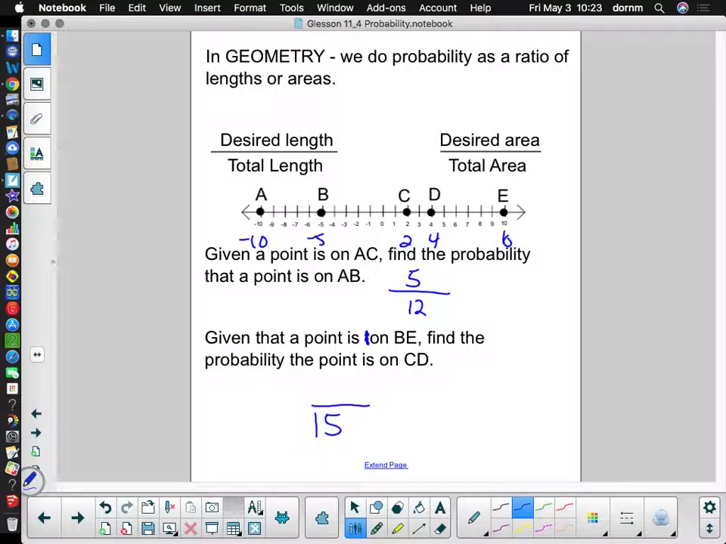CD is from 2 to 4, which is how long? Careful. Just subtract the coordinates. 4 minus 2 is 2. Don't count. Some people go and count the number of lines. They go C, D, E. That's 3. No, on a number line, that's not how we do it. We count the spaces. 1, 2. So be careful with that. So 2 out of 15. That's my probability. So number line is pretty straightforward. I don't think you'll have any problem with the number line problems.